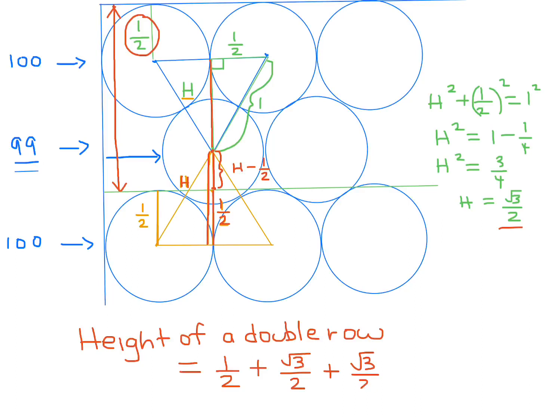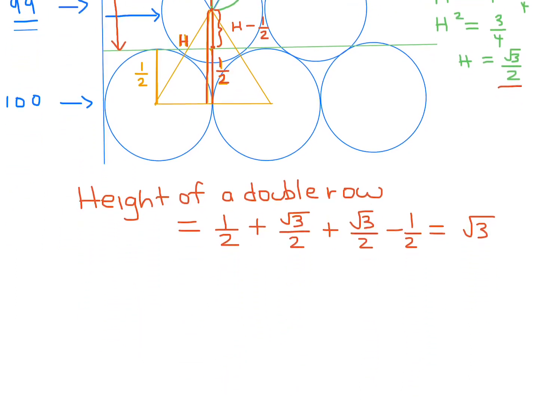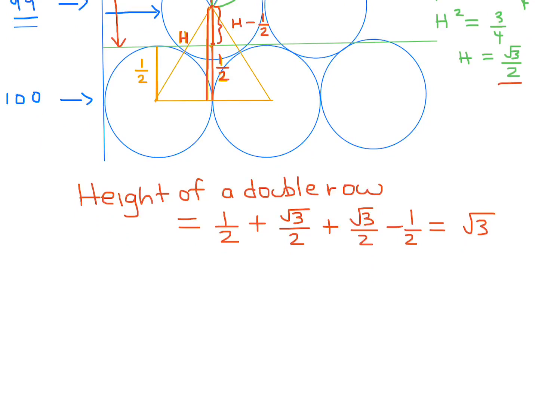So root 3 minus a half. And this simplifies to just root 3. All right? So I hope you understood all that. Now we get to the next part of the question. Each double row has a height of root 3.